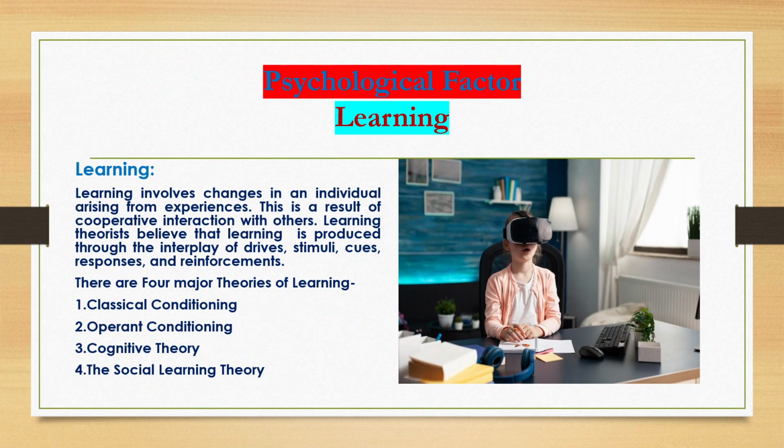Then we have learning. This is a very key aspect which influences consumer buying behavior in a big way. Learning involves changes in an individual arising from experiences. This is a result of cooperative interaction with others. Learning theories believe that learning is produced through the interplay of drives, stimuli, cues, responses, and reinforcements. This is a long-term process. There are basically four major theories of learning.